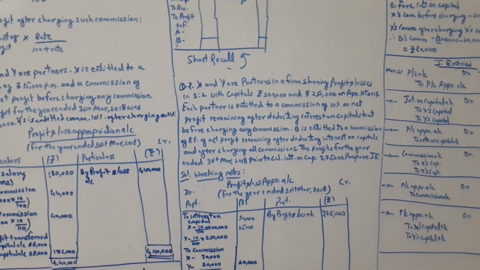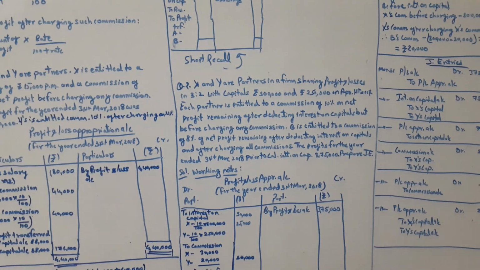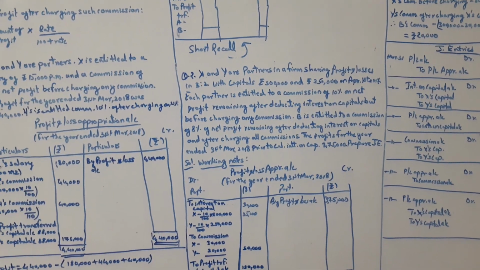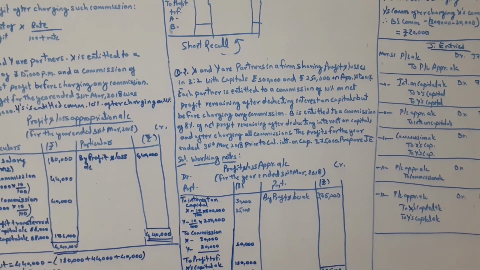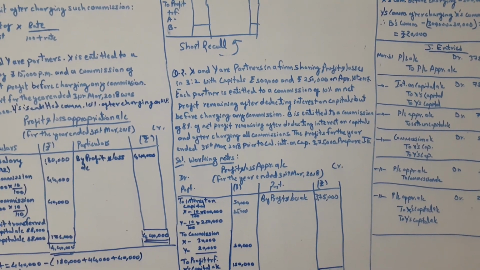So interest on capital for x, whose capital is 5 lakh: 10% of 5 lakh gives you 50,000. And y's capital is 2 lakh 50,000, so 10% of 2 lakh 50,000 gives you 25,000. So here the interest on capital is calculated.